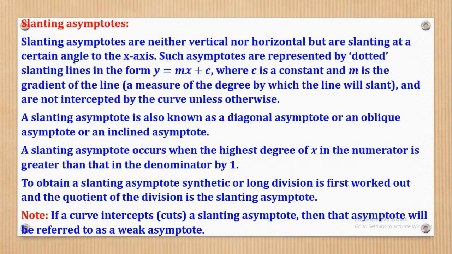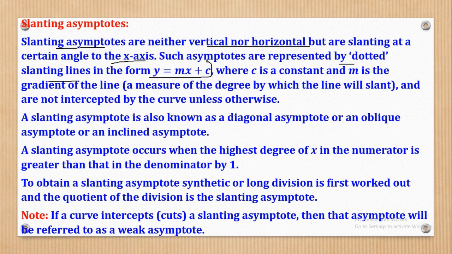So what is a slanting asymptote? Slanting asymptotes are neither vertical nor horizontal, but are slanting at a certain angle to the x-axis. Such asymptotes are represented by dotted lines, just like horizontal and vertical asymptotes were. And these lines are in the form y = mx + c.